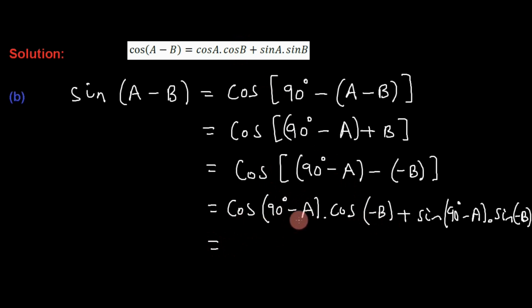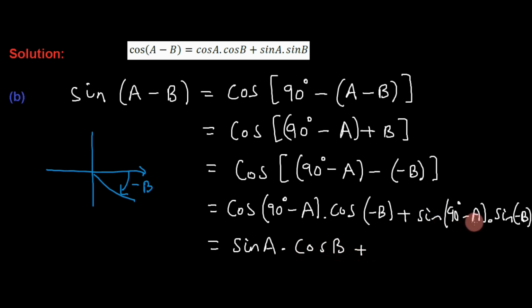Then applying co-ratios here again, the cos of 90 degrees minus A is the sine of A. Then the cos of negative B. Recall that negative B is an angle in the fourth quadrant. A negative angle is measured clockwise from the positive x-axis. So the cos of negative B is the cos of an angle in the fourth quadrant. And we know that cos is positive in the fourth quadrant. So the cos of negative B is simply the cos of B.